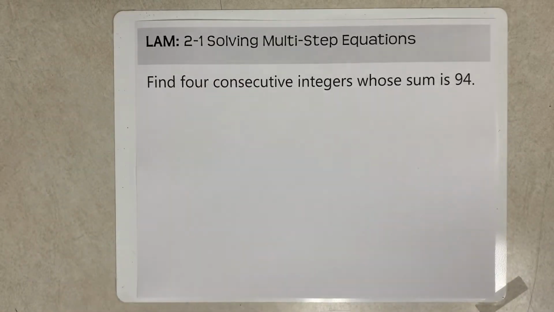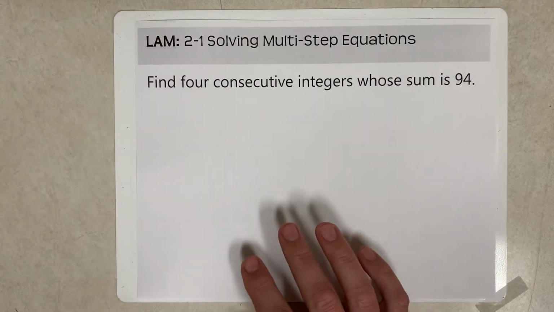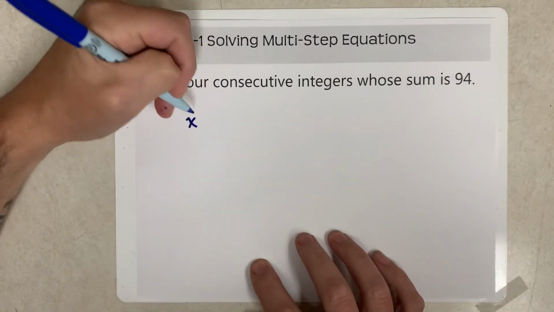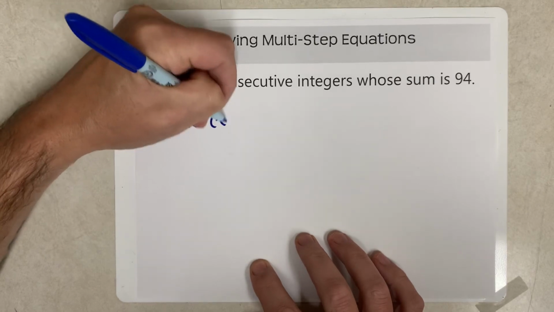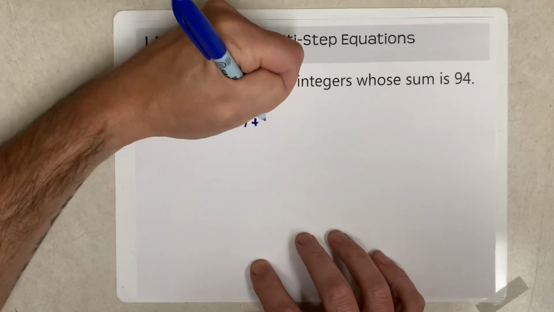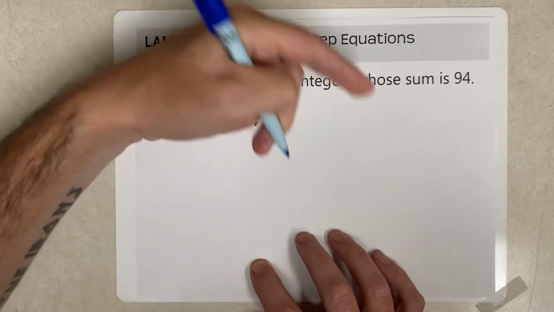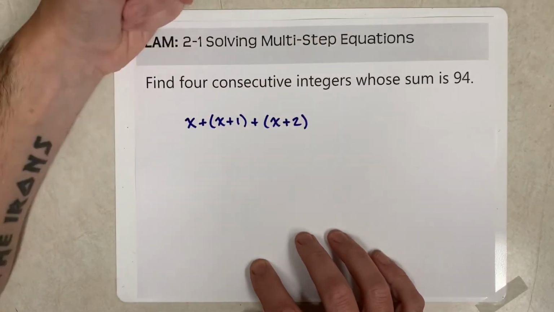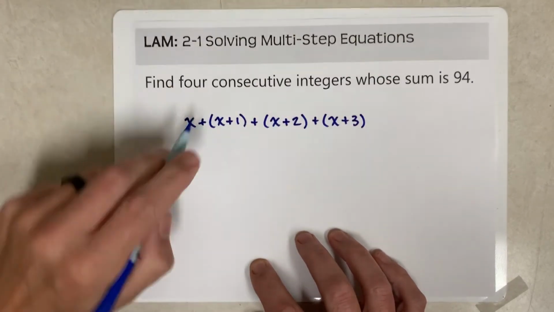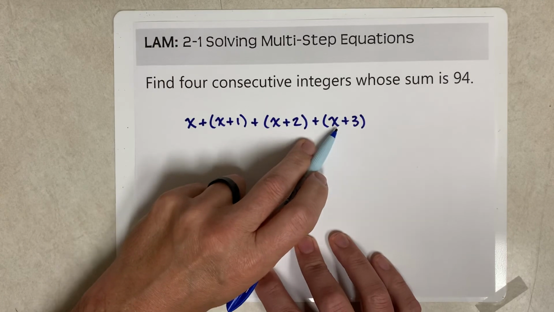This one is going to be fun. Find 4 consecutive integers whose sum is 94. Just integers. Okay, so 4 consecutive, not even, not odd, just integers. So if x is the first one, the very next one would be x plus 1. The next one after that would be x plus 2, because I'm just counting by ones now. The next one after that is x plus 3.